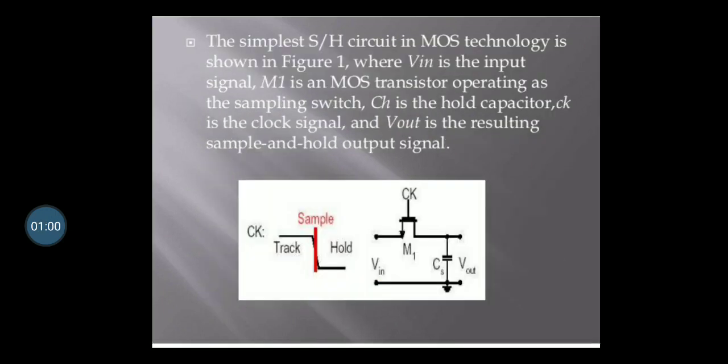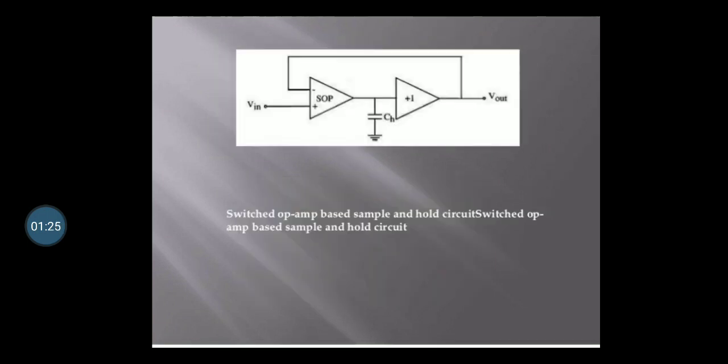Sample and hold circuit. The simplest sample and hold circuit in MOS technology is shown in the figure, where Vin is the input and M1 is the MOS transistor operating as the sampling switch. CH is the hold capacitor and CK is the clock signal, and Vout is the resulting sample and hold output signal. So this is the switched op amp based sample and hold circuit.